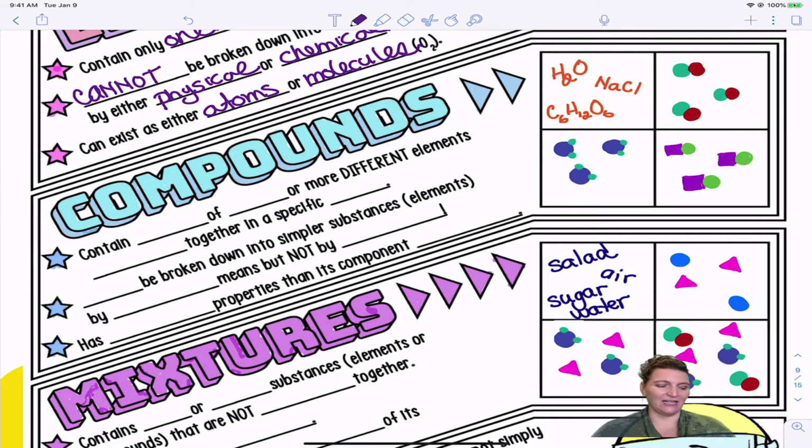Well, compounds contain atoms of two or more different elements that are bonded together in a very specific ratio. They can be broken down into simpler substances, which would then be the elements, but they would have to be broken down by chemical means, not physical means. So not filtration, distillation, or chromatography that we learned about earlier. The individual compound is going to have very different properties than the elements that make it up.